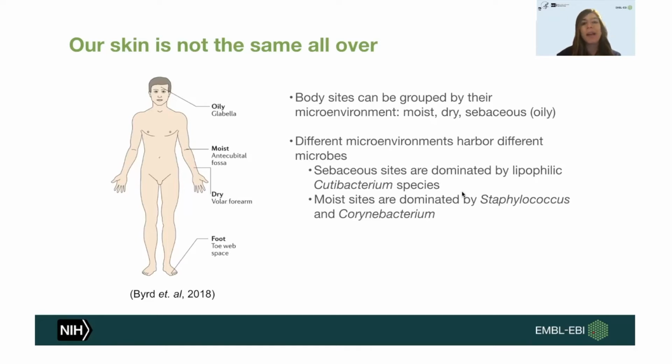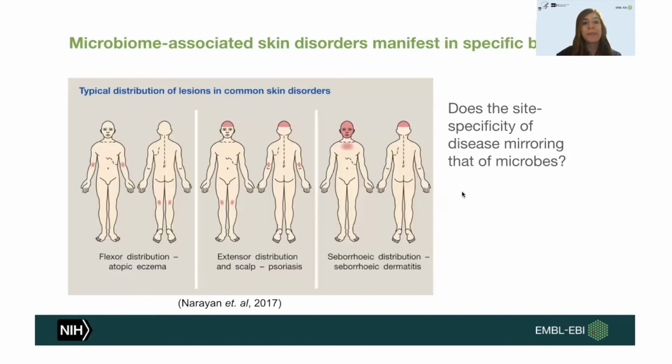Why is this body site specificity of skin microbiome microbes important? Because skin diseases with a hypothesized microbial basis, like those listed in this slide, tend to affect specific body sites. Here we have atopic dermatitis, otherwise known as eczema, which affects roughly 15 to 20% of children worldwide. It has been associated with the overgrowth of the bacterium Staph aureus, and it typically presents in the elbow pit and behind the knees.